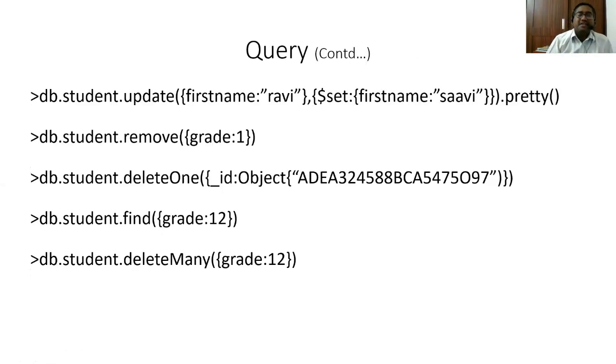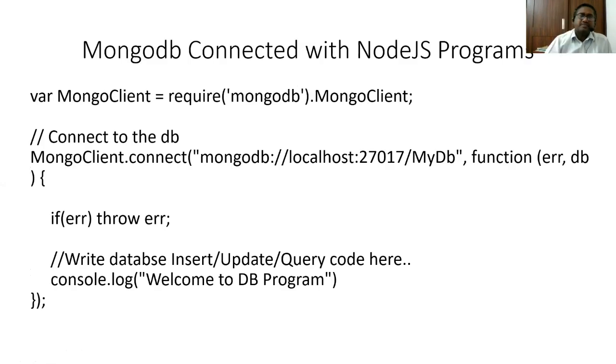Similarly, update. If I want to update one name to another name, it is possible. If you want to remove a grade, it is possible. Even if you want to delete only one object. Whenever we create this in MongoDB, it will create one object ID, so that it will return. Even find, we can find the information. Delete, we can perform this delete operation.